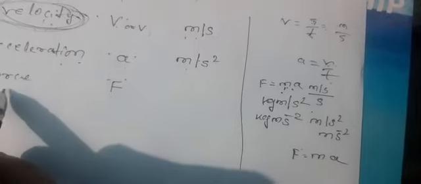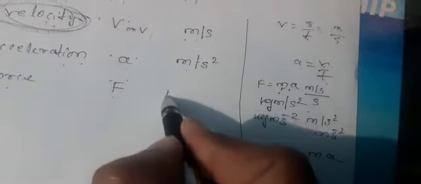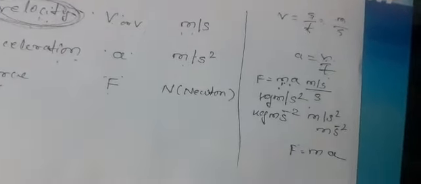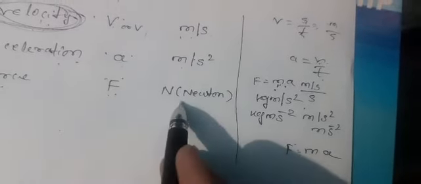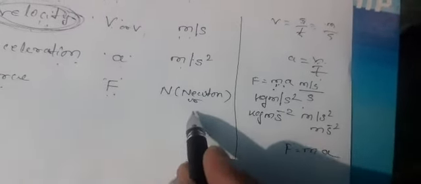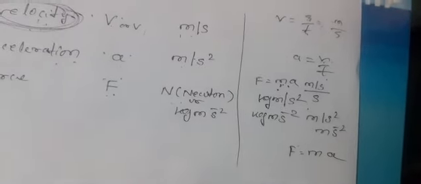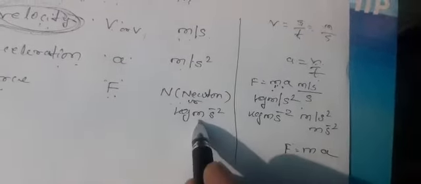The standard SI unit of force is the Newton. The symbol is capital N. One more SI unit of force is kg meter second inverse square. That is the SI unit of force.